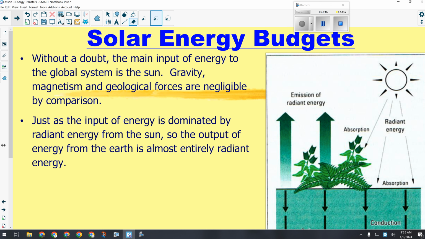All right. So, the sun, as we said, is the most important and most dominant input of energy to the Earth. Are there other forms of energy on Earth? Yes, but they're so small by comparison as to be essentially negligible. That includes geothermal.